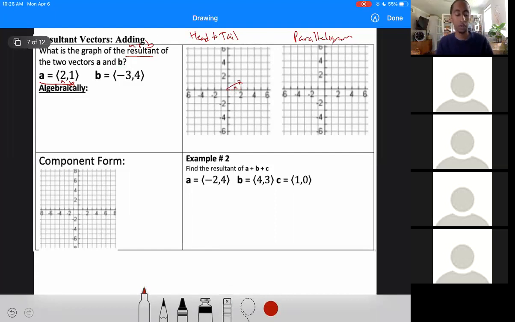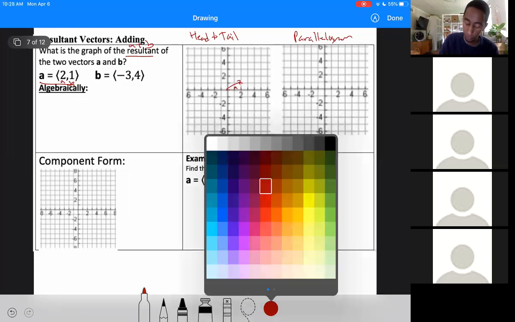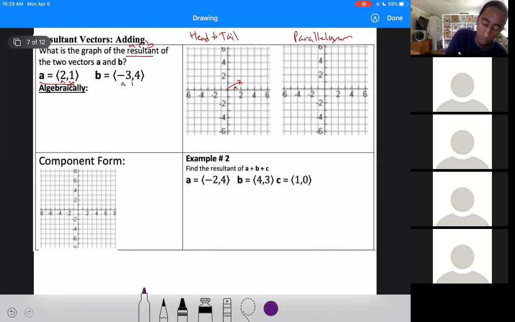Okay. And because we're using the head to tail method, when we draw vector b, we're going to continue it from the end of vector a. So vector a ended here, so we're going to go to the left 3 because the horizontal component of vector b is -3. 1, 2, 3, so to the left 3. Let me actually do that dashed. And then we're going to go up 4. 1, 2, 3, 4. And that will be vector b. I probably should have made that graph bigger, sorry.